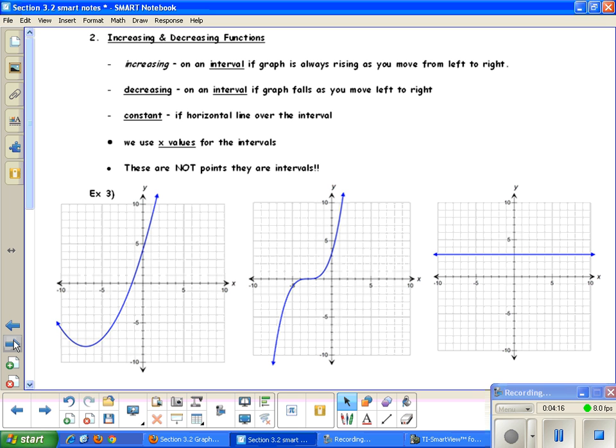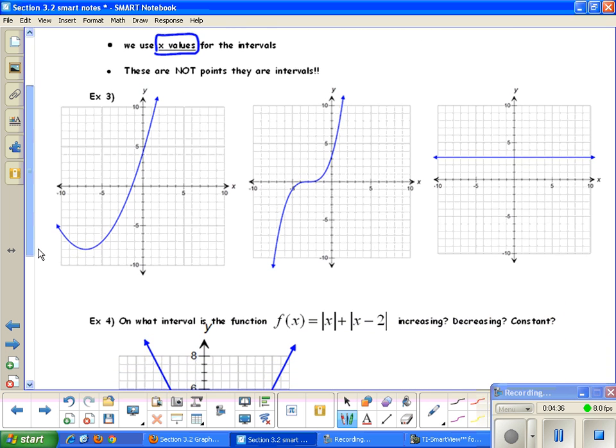For these, it's really important that you remember we are using the x values for the intervals. So when you're using the x values for these intervals, we don't want to get it confused with domain and range because we use interval notation for that too. So you have to write whether or not it's increasing or decreasing, otherwise you wouldn't know what you were talking about.